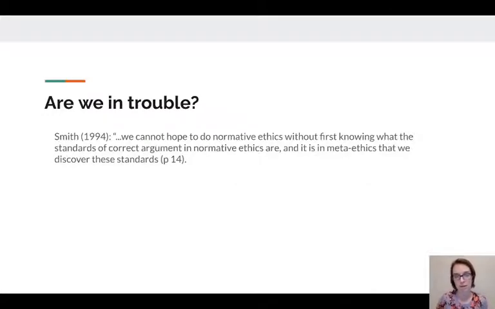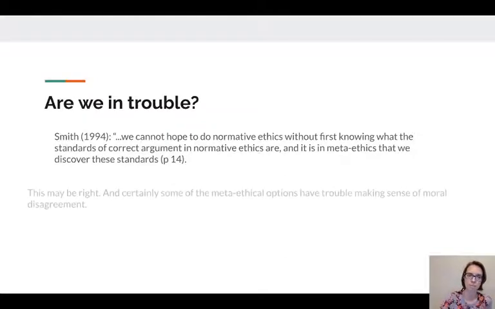So Smith thinks that we do. He says in his 1994 book, we cannot hope to do normative ethics without first knowing what the standards of correct argument in normative ethics are. And it's in metaethics that we discover these standards. So this really may be right.